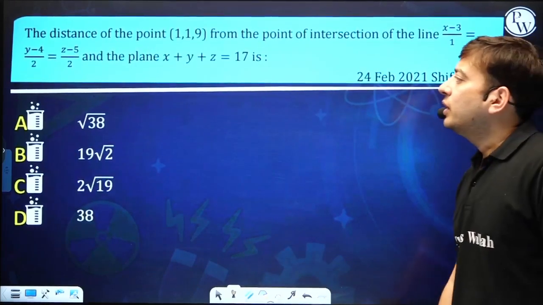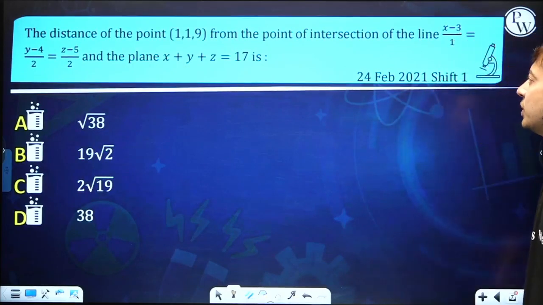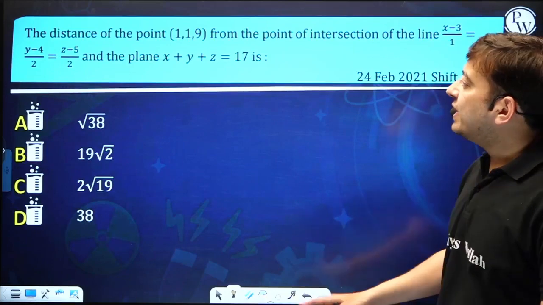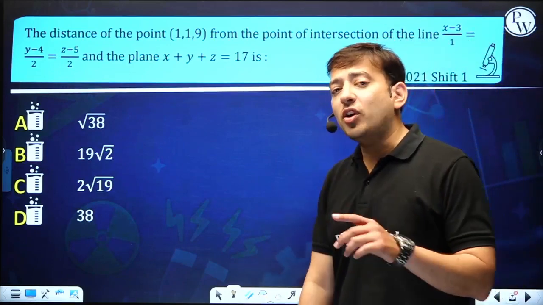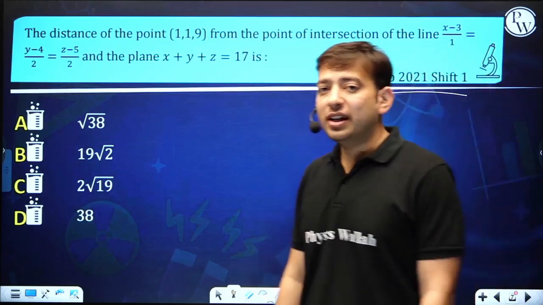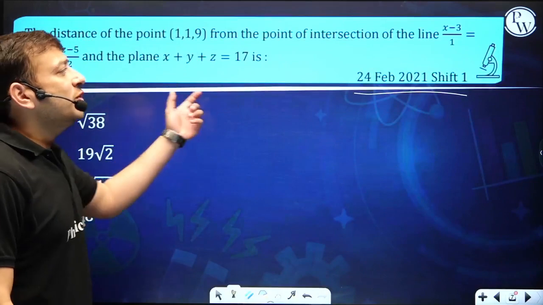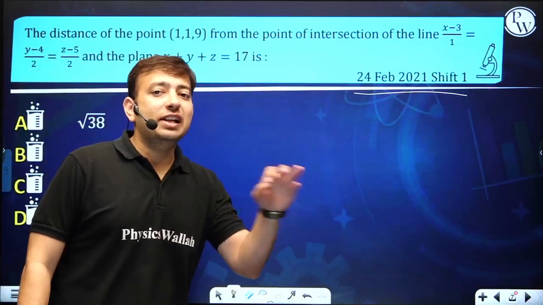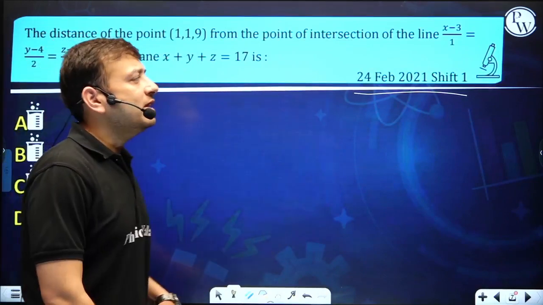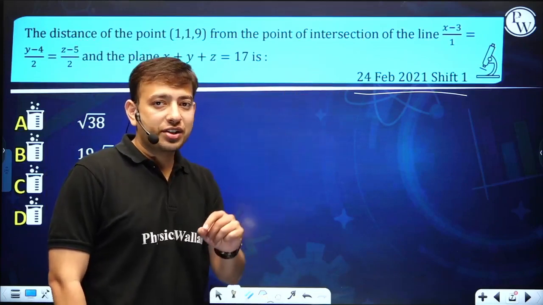Now, the distance of the point (1, 1, 9) from the point of intersection of the line and the plane. This kind of question we have not done in our normal class, so that's why in 2021 they asked. But the method is quite the same. First of all, you need to find the point of intersection of a line and a plane. How, sir? We have already done it in the parallel-to-the-plane kind of question. How do you find the intersection point?